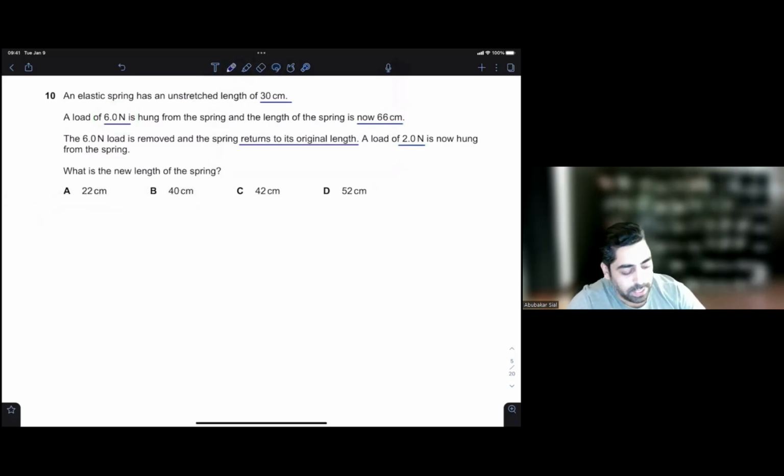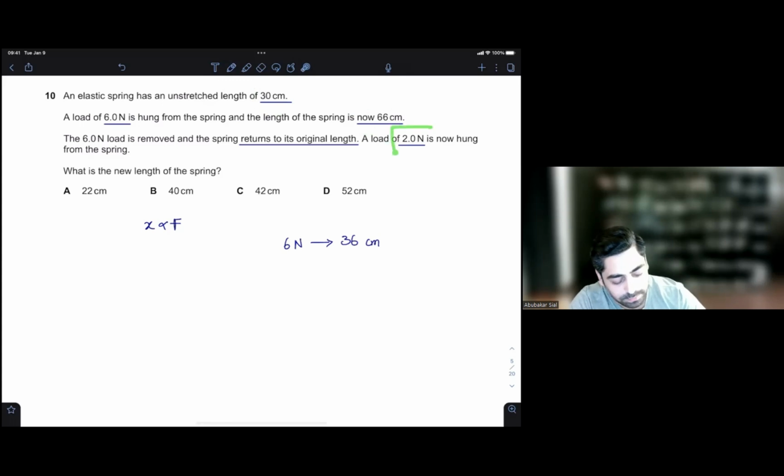What is that? We know that extension is directly proportional to the force. What does that mean? It means that whatever factor the force increases by, the extension will increase by the same factor. In other words, if the force gets multiplied by 2, extension will also get multiplied by 2. If the force gets divided by 2, extension will also get divided by 2. So let's just compare the two cases. When we have a 6 Newton force acting, what's our extension? 66 minus 30. It's 36 centimeters.